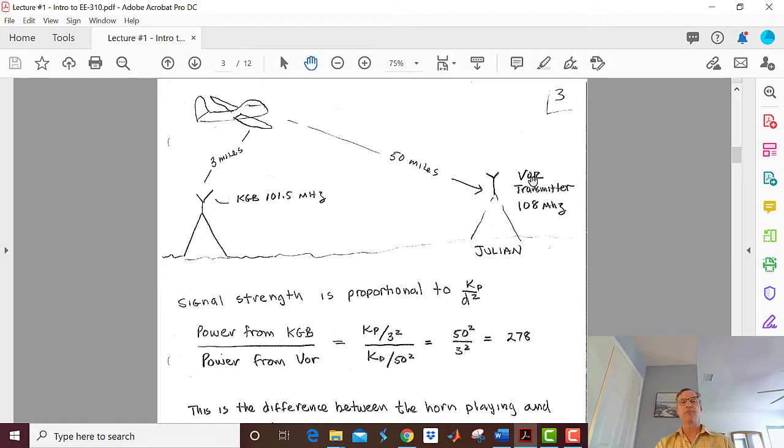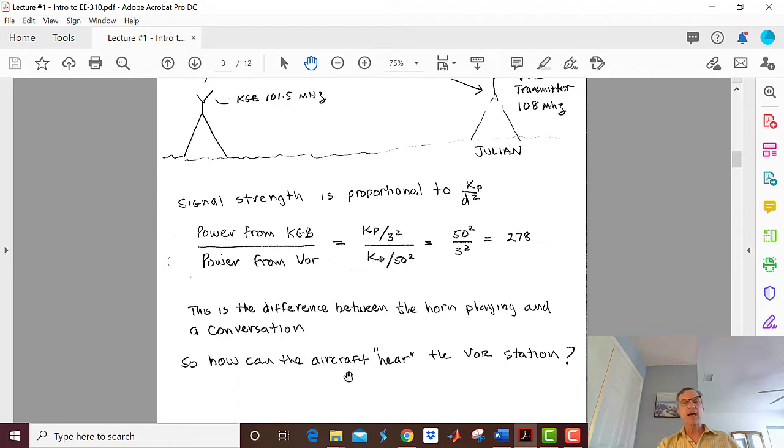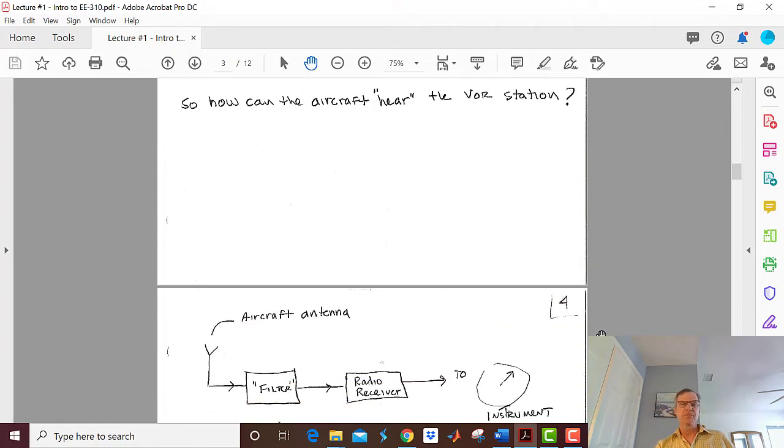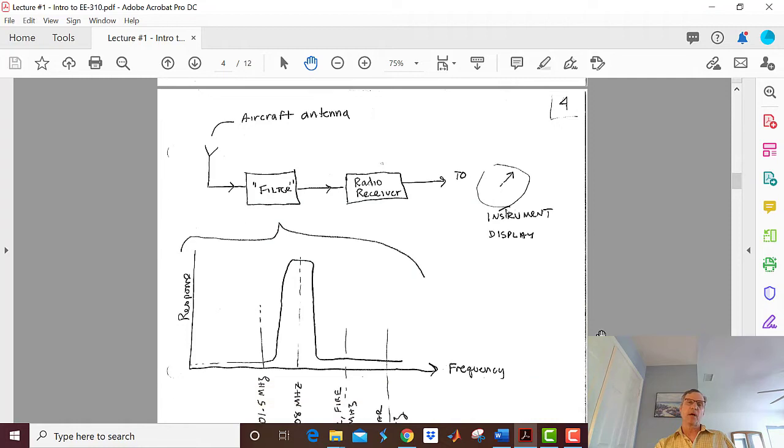VOR, VHF omnidirectional range. VHF is the band that the 108 megahertz is in. And we find that Kp cancels, and the power from the radio station is about 278 times stronger than from the navigation transmitter. So how can that aircraft hear the VOR station? How can that be safe for the passengers? We're engineers. Let's make a model.